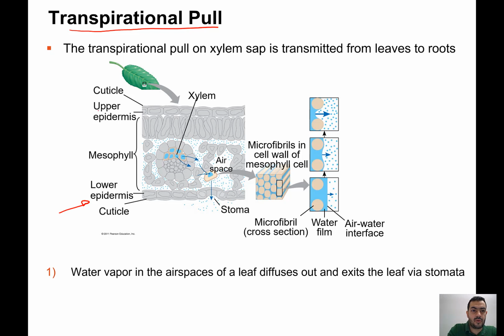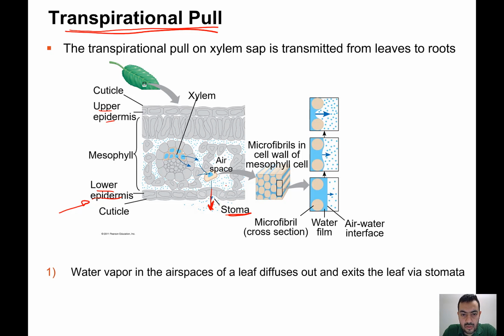As you can see, the upper epidermis and the lower epidermis. The lower epidermis has the stomata, the openings that allow the exchange of gases, and also allow the transpirational pull. Here we have this area, the airspace, this cavity, and here we have the drops of water represented by these blue dots. Water will diffuse out of the stomata, and here we are showing a stoma.